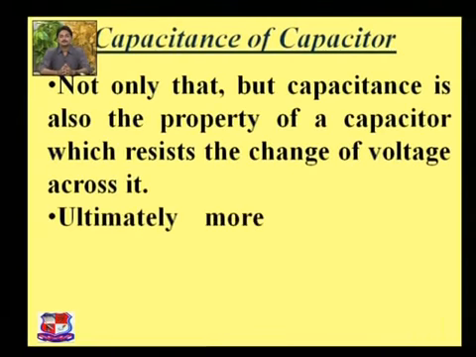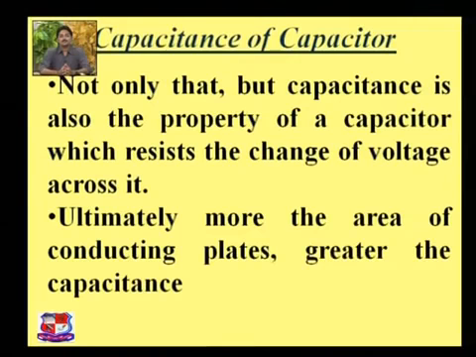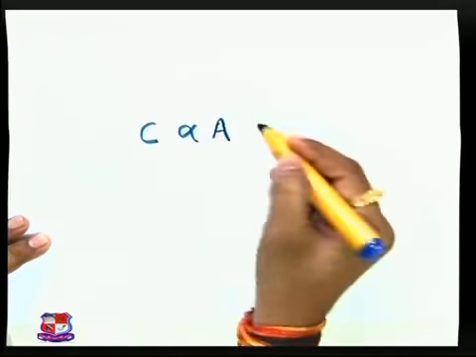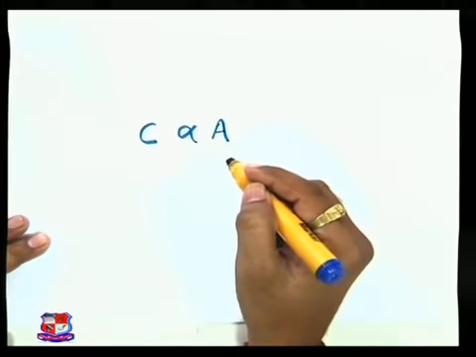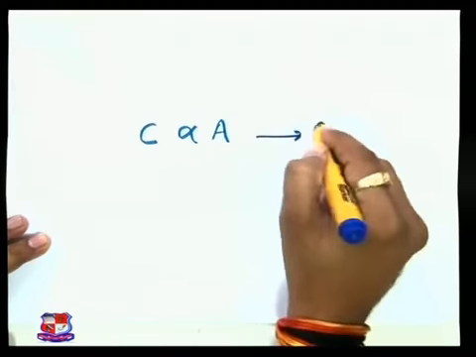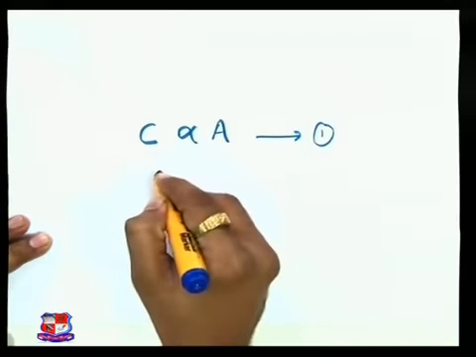Not only that, but capacitance is also the property of a capacitor which resists the change of voltage across it. This is another important property of the capacitor, directly related to the capacitance. Ultimately, we can say that the greater the area of the conducting plates, the greater the capacitance. C is directly proportional to the area covered by the conducting plates, and this is the first parameter.